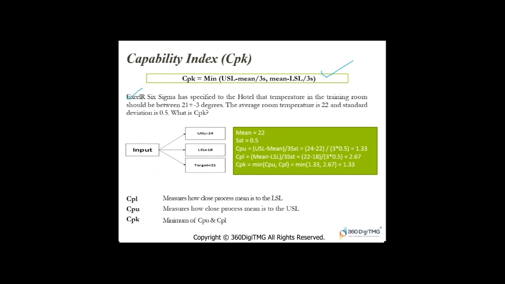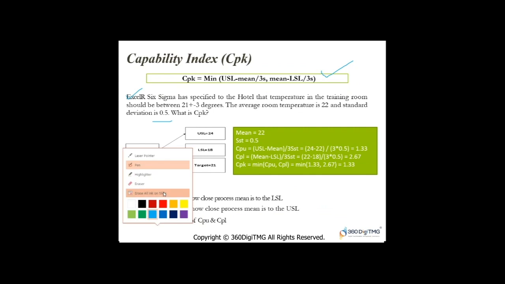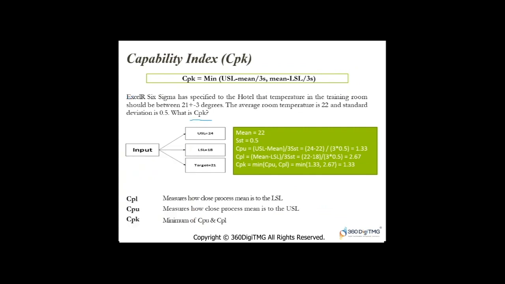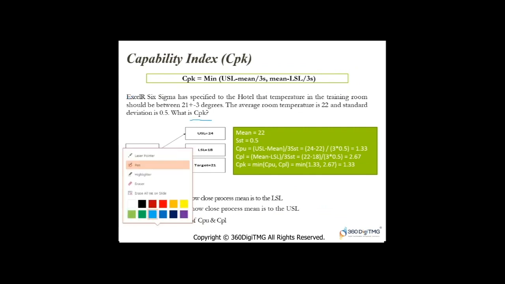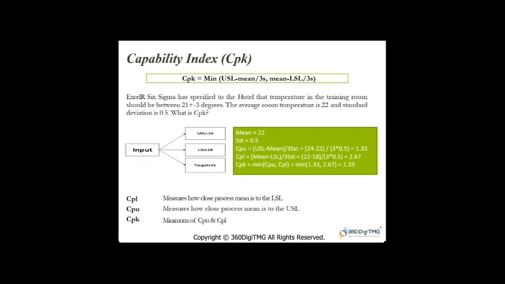XLR Six Sigma specified to the hotel that temperature in the training room should be between 21 plus or minus 3 degrees. And the average room temperature is 22 and standard deviation is 0.5. These values are given to us. What is CPK value? How do I calculate this? What is given to me?